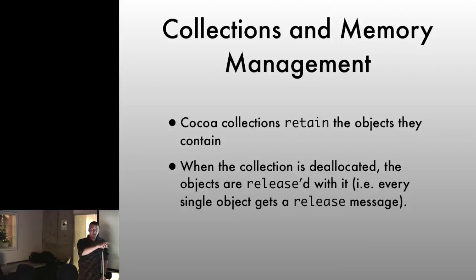Why? Because we allocated an object. That gets a ref count of 1. We added it to the collection. That increases its ref count. So now its ref count is 2. Every object that you add to a collection gets its ref count increased by 1. When you deallocate the collection, it goes through and decrements the ref count on every single one of the objects.